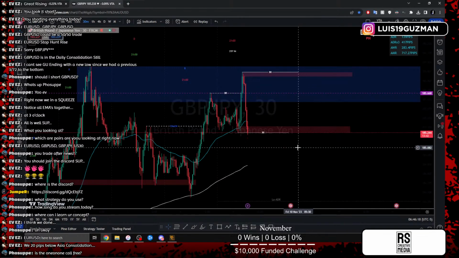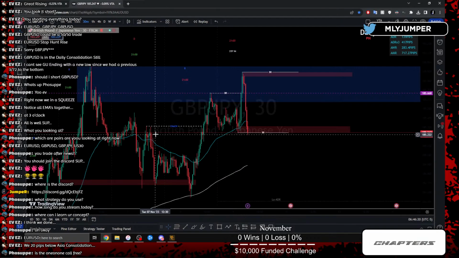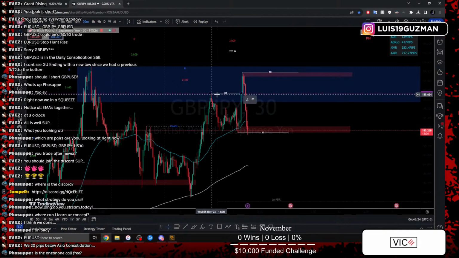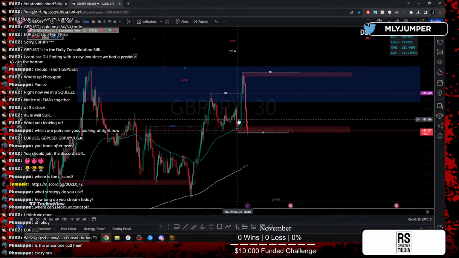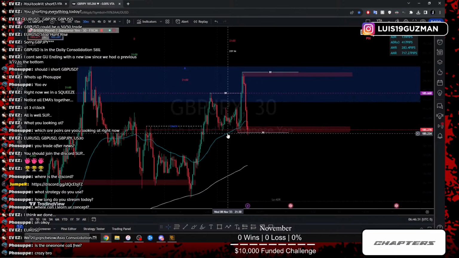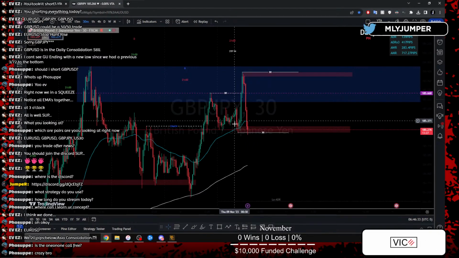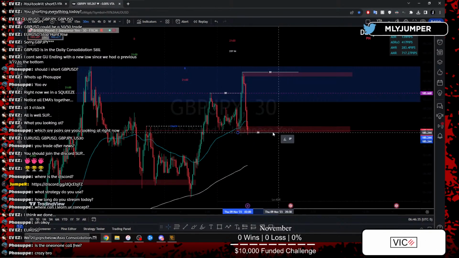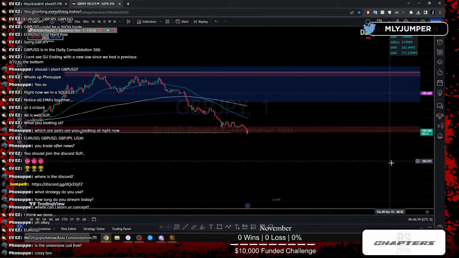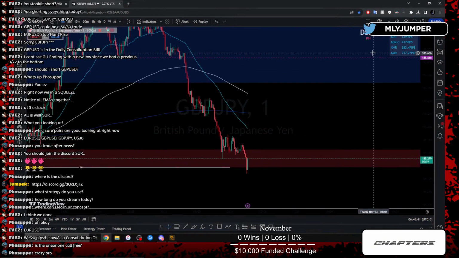Right, so now here in GJ, at one point we had the change of character, the break of structure. We're looking for a BOS retest, right? But now we have the high and this low. Now we can see that this low was already broken here. So, can we expect price to continue going short? Absolutely.